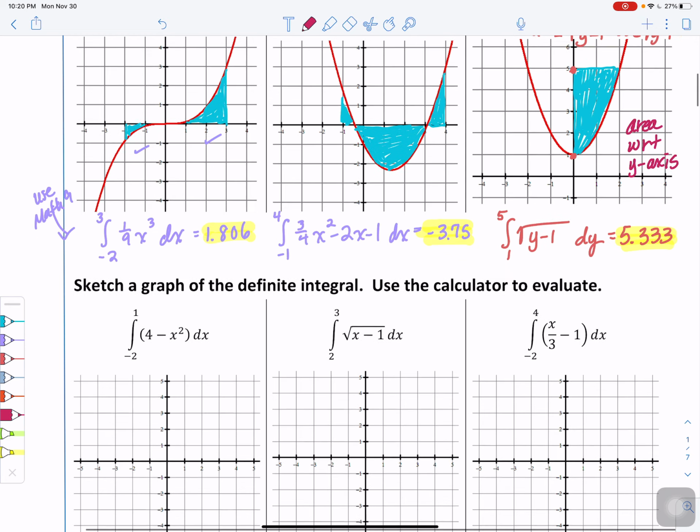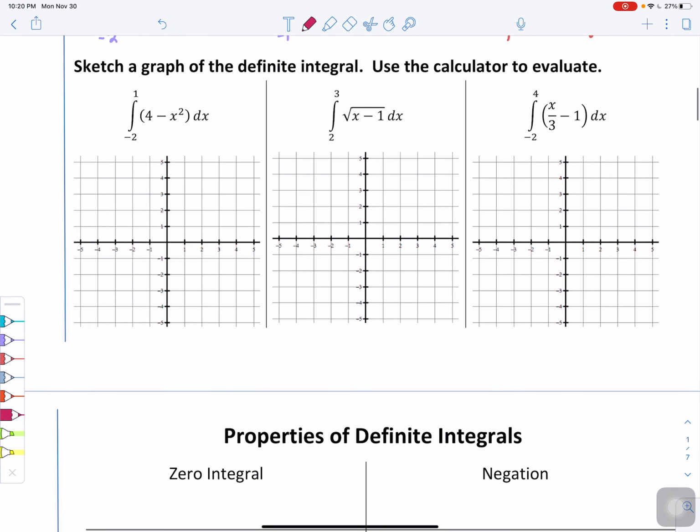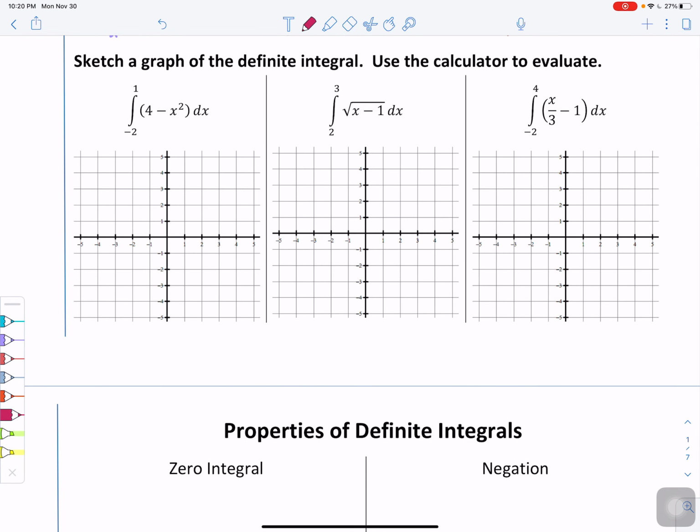Okay? Let's keep going. Sketch a graph of the definite integral. And then use the calculator to find that area. So that's what we're going to do. And we'll first go ahead and take a look at this first one. And you can put this in your calculator if you don't know what this curve looks like. And we'll be talking more about this. But basically, this is the quadratic function, up 4 units and then opening down.